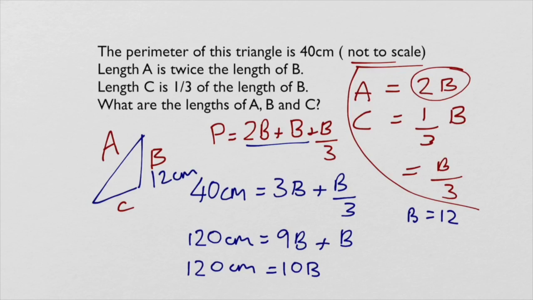A is twice the length of B, so A has to equal 24 centimeters. And C is a third of the length of B, so that is 4 centimeters. And hopefully they should all add up to make 40 centimeters, which they do. Excellent work if you got that correct, whether you use my method or your own.